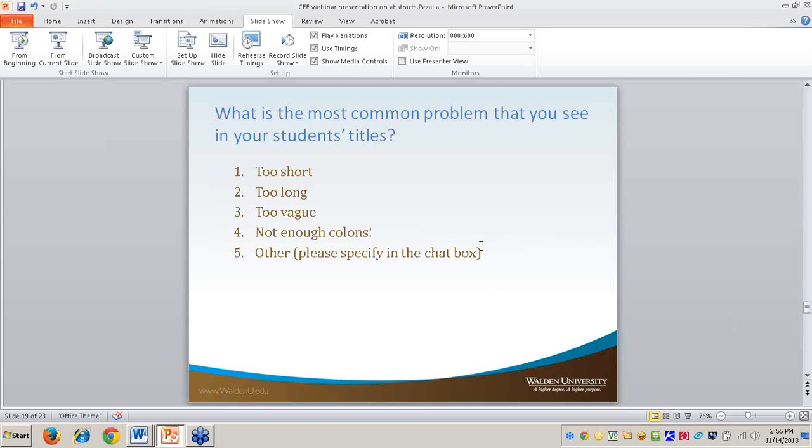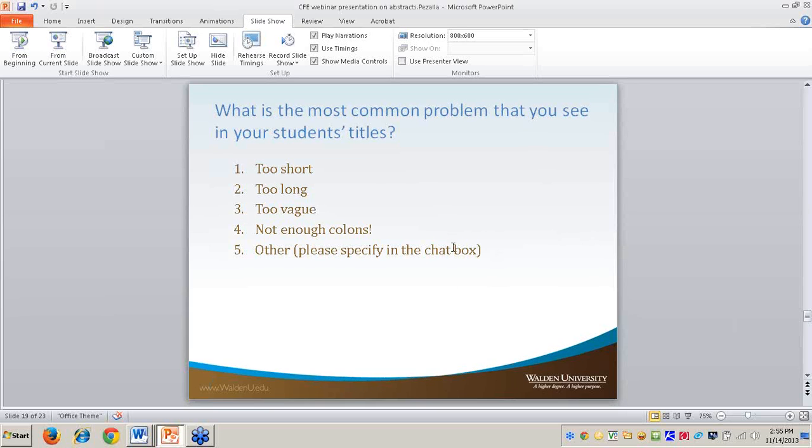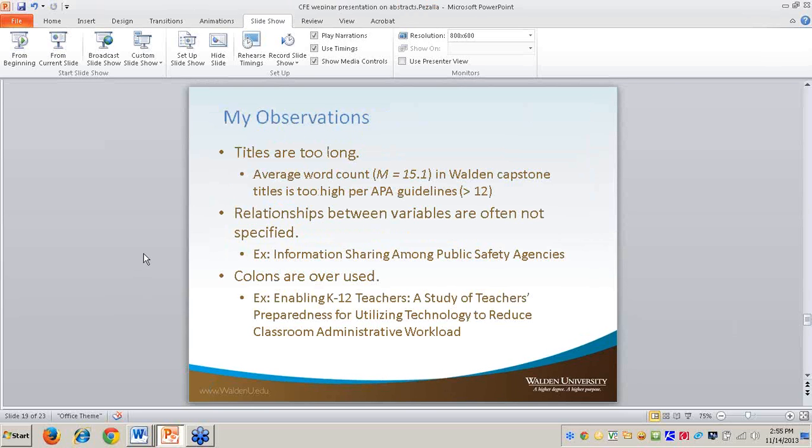And I think Jeff is joking when he writes every title requires 1 colon. But here are my observations from my own data collection. My own observations are that titles are too long at Walden. So the average word count is also something that I include in my kind of simple data collection efforts for every abstract that I read. The average word count is, titles are a little over 15 words in Walden capstones.